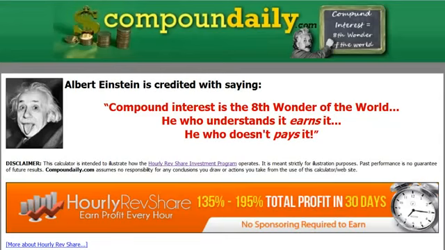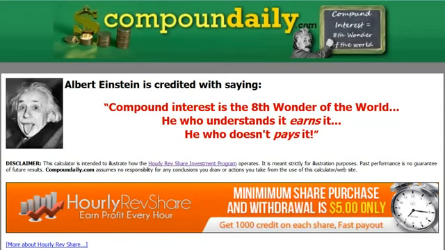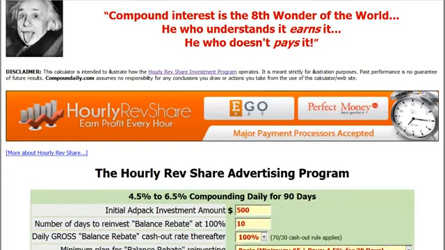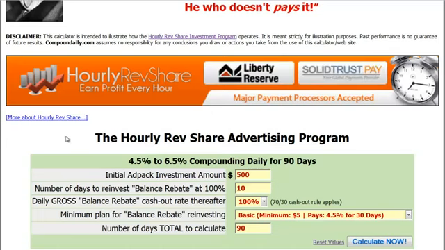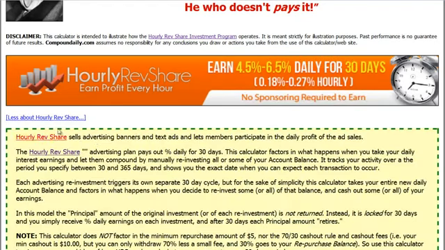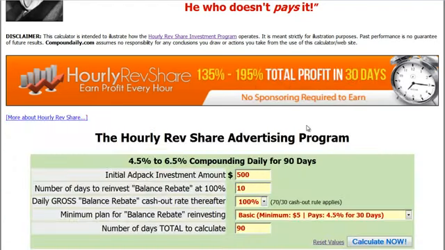Today we're going to go over the hourly rev share calculator and explain all the moving parts, everything that goes to make up this great hourly rev share program. Hourly Rev Share is a revenue sharing website where you can purchase advertising. You can read all about it here by clicking the more or less link.